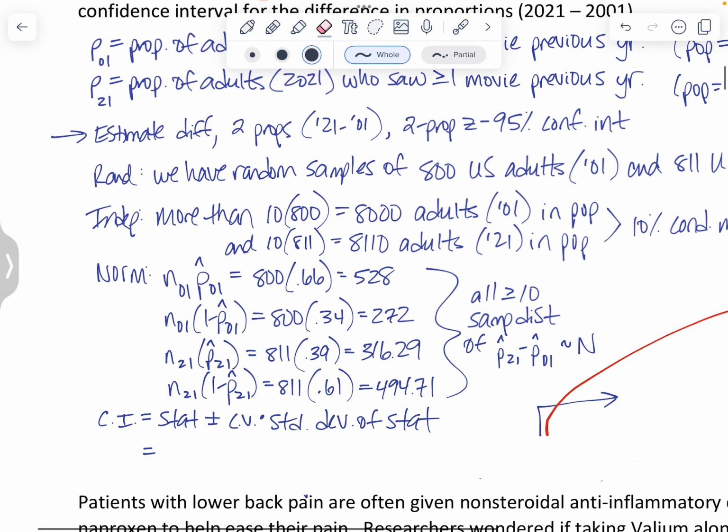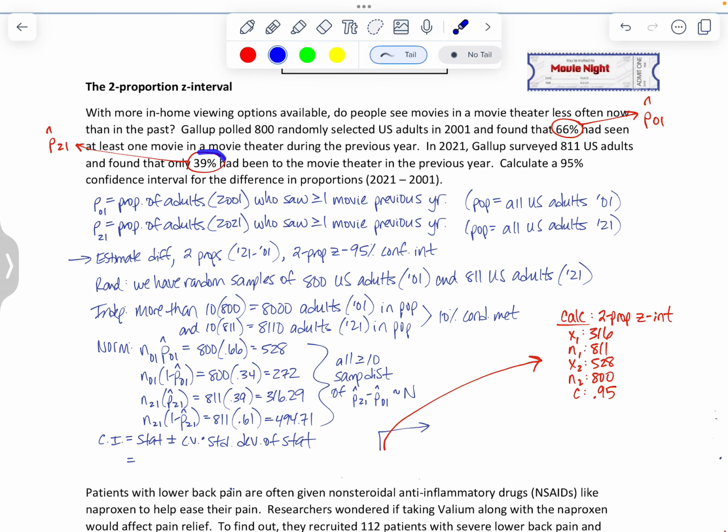Nobody panic. Make sure that you're using a p hat, okay? Because the only two numbers we're given here, these two numbers, they are both p hats, my friends. They are from samples. So we have to be very specific and intentional when we are using symbols, okay? Those numbers are p hats, and they're the only numbers that I have. And so I'm taking the n from 2001 times the p hat from 2001, and that gives me this, which is definitely bigger than 10.